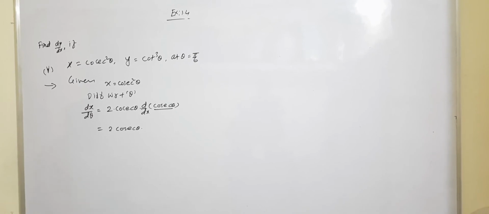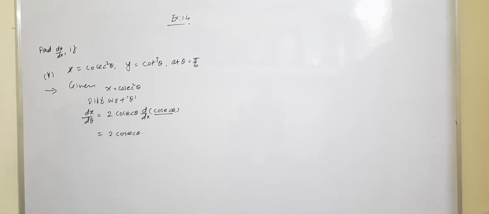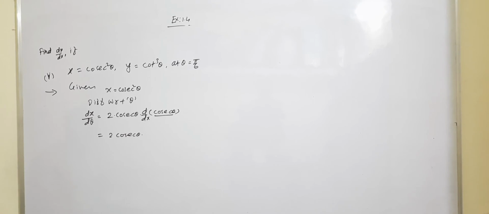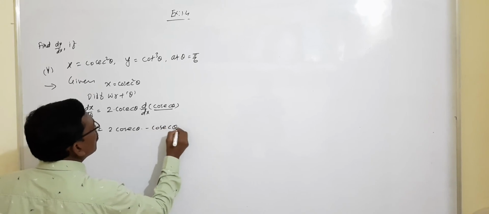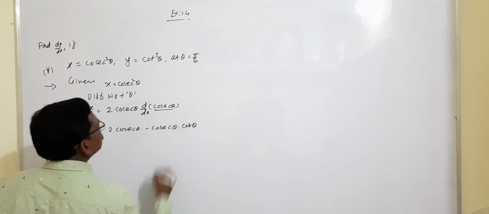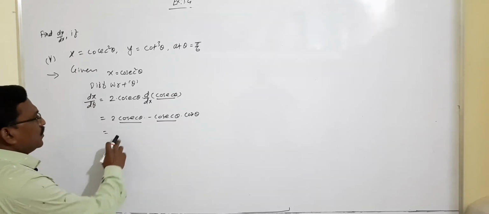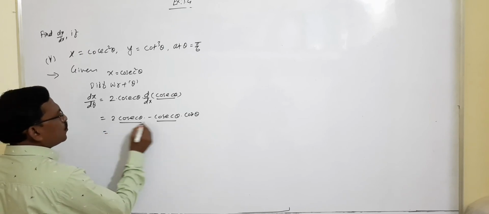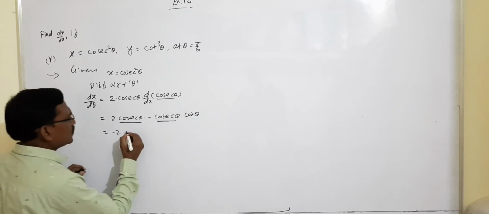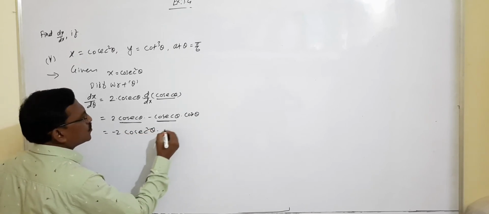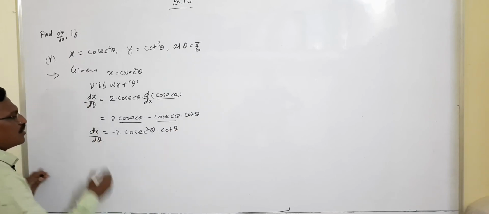The derivative of cosec theta is a trigonometric function: it is minus cosec theta into cot theta. So this is equal to minus 2 cosec theta into cosec theta, that is cosec square theta, into cot theta, and so this is dx by d theta.